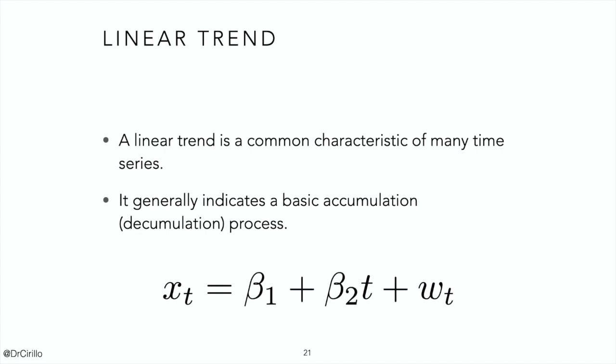The process xt that we have considered before is an example of a process with a linear trend. The linear trend is given by the component beta 1 plus beta 2 times t, so we can represent this as a line in terms of time. A linear trend generally indicates a basic accumulation or decumulation process in the phenomenon that we are considering, and this is quite common in financial data.